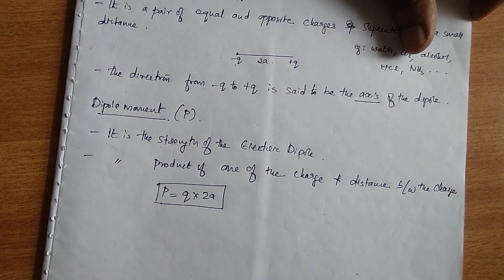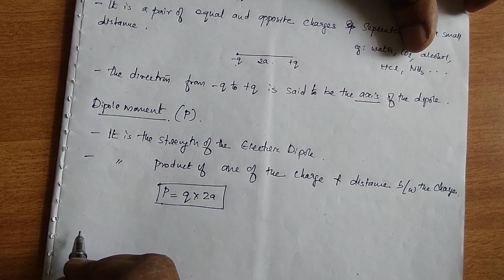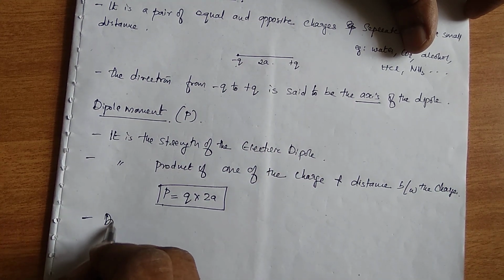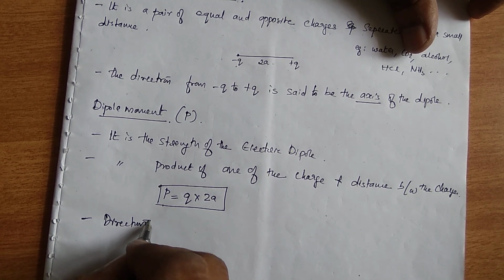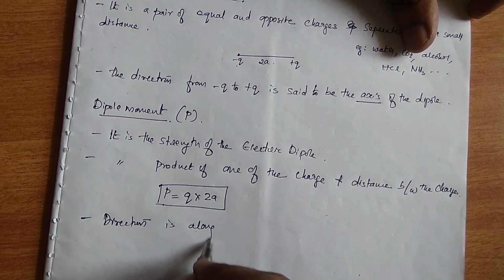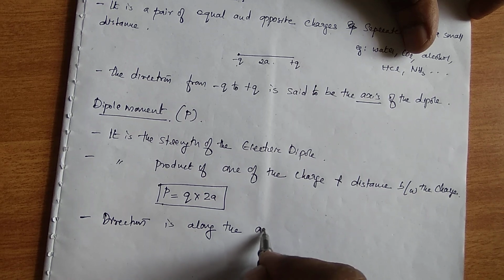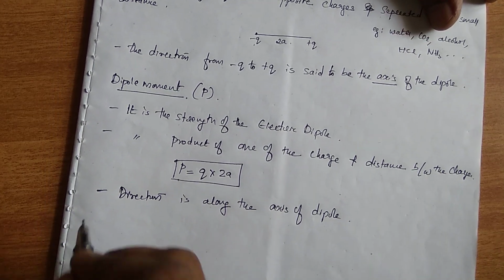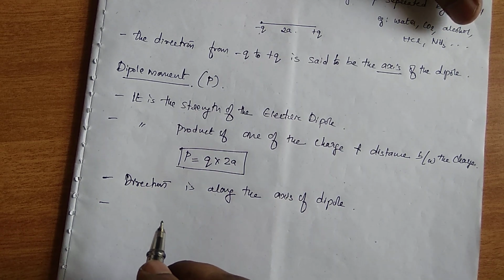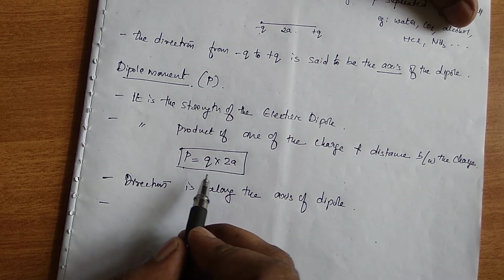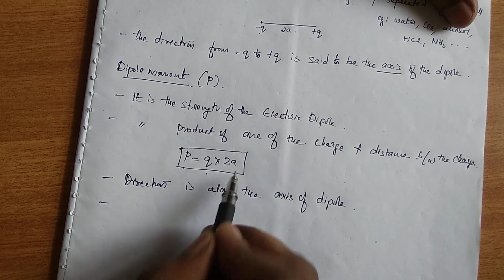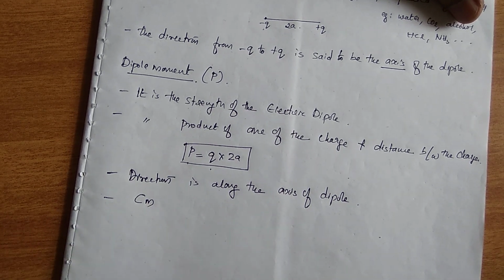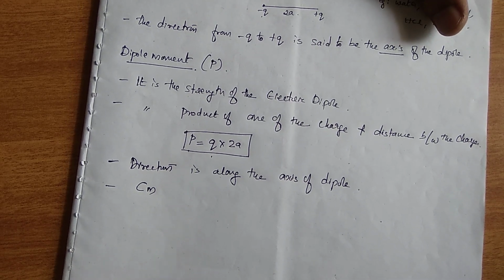Then the direction of dipole moment is along the axis of the dipole. Next point, the unit of dipole moment is coulomb meter. Okay, coulomb meter.